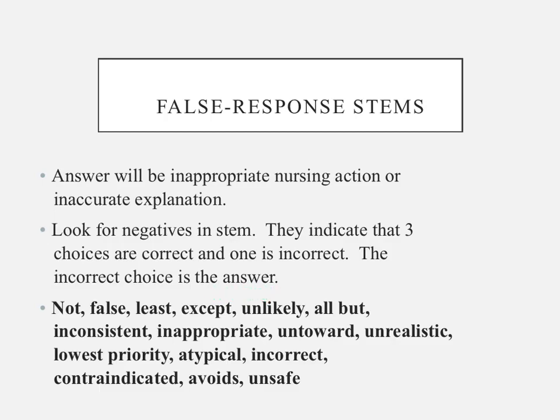So some words that you can pick up on that show a false response STEM are not, false, least, except, unlikely, all but, inconsistent, inappropriate, untoward, unrealistic, the lowest priority, atypical, incorrect, contraindicated, avoids, unsafe. So here are some key words that will help you determine that you would be looking for one of the answer choices to be false, and then that one would be your answer to the question.